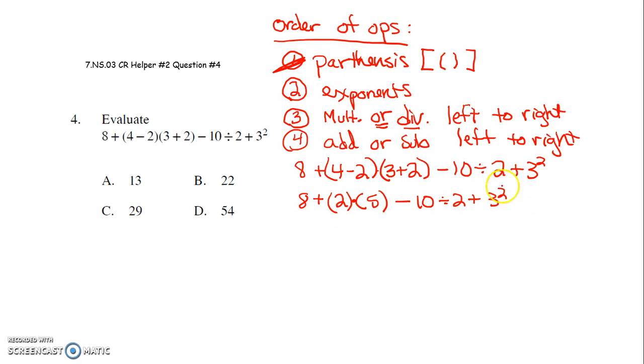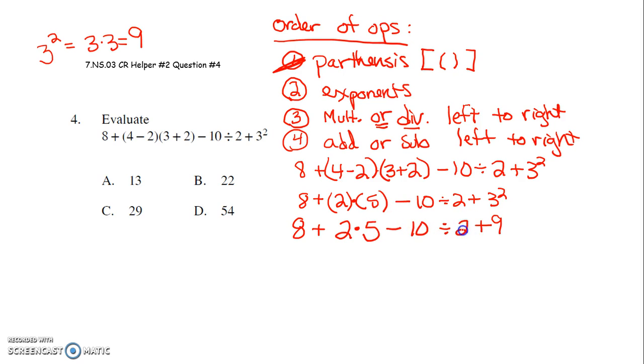Next step is any exponent. So I'm going to take care of 3 squared. Now what does 3 squared mean? 3 squared means 3 times 3. And what's 3 times 3? 3 times 3 is 9. So in our next step, we write everything else down the same, except at the end, 3 squared will write plus 9. So we still have our 8 plus 2. I don't even really need the parentheses around them anymore. I can drop those and just keep my multiplication symbol. 2 times 5 minus 10 divided by 2 plus 9. All right, took care of my exponents.